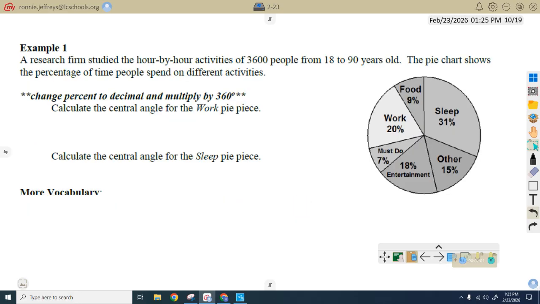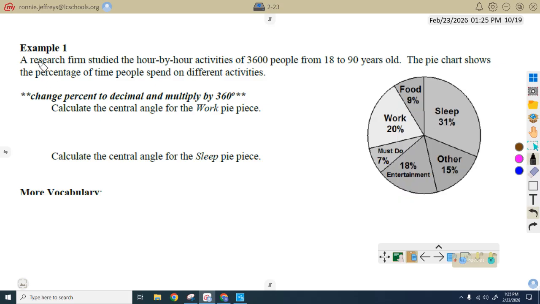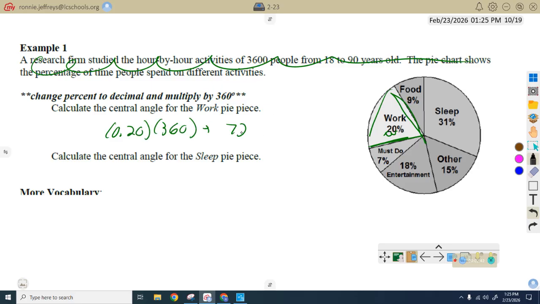Now, this word problem is like most word problems. It has too many words. Okay. Here's right here. Change percent to the decimal, multiply by 360. Calculate the central angle for the workpiece. Alright, so this part right here. So I'm going to take 20%, change it to a decimal. You just move the decimal place 2 places to the left. Some people actually divide 20 by 100, gives you the same thing. And you get 72 degrees.